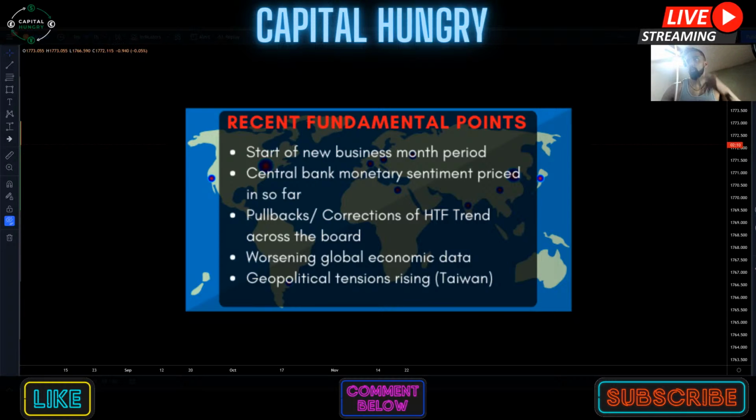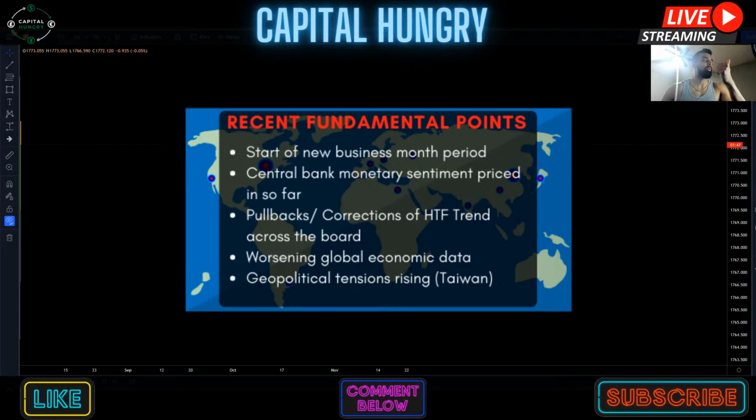So we're getting that order flow set up and currently seeing a lot of pullbacks and corrections of higher time frame trend across the board. So one thing I'm going to identify to all of you is when you look at pairs or trading instruments like gold, the higher time frame structure is bearish, but we are short-term bullish for the reasons I'll be explaining to everybody down the line.